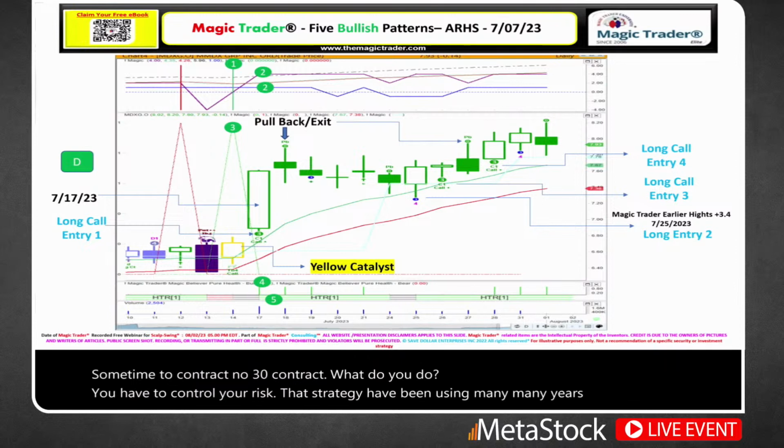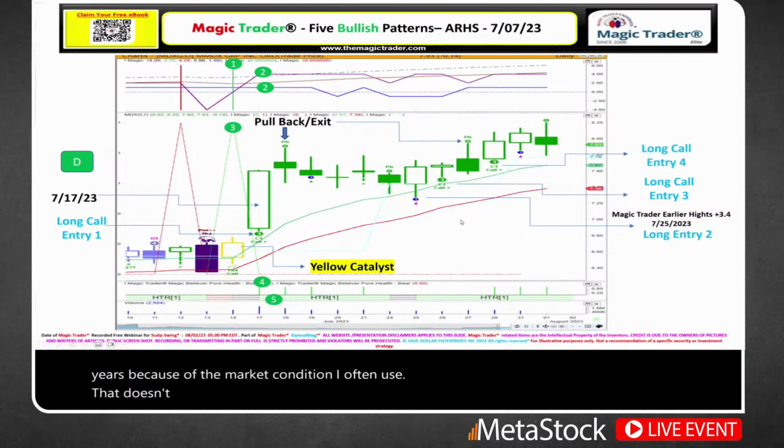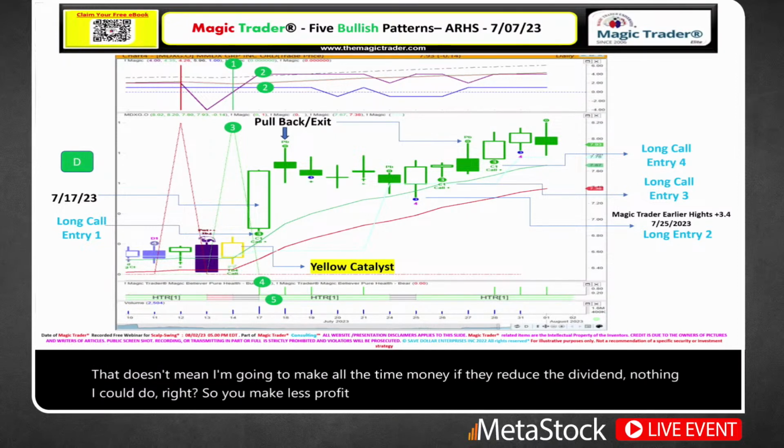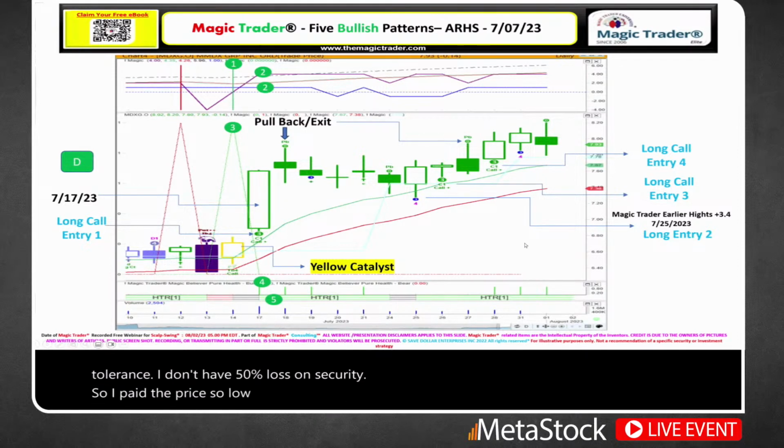And in the last 3 years, because of the market condition, I often use it. That doesn't mean I'm going to make money all the time. If they reduce the dividend, there's nothing I could do, right? So you make less profit or lose some money. So what? It is within my tolerance. I don't have a 50% loss on a security. So I pay the price. So learn to pay the price.